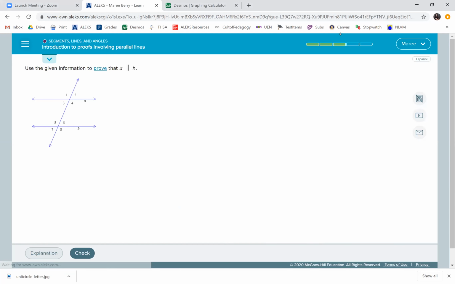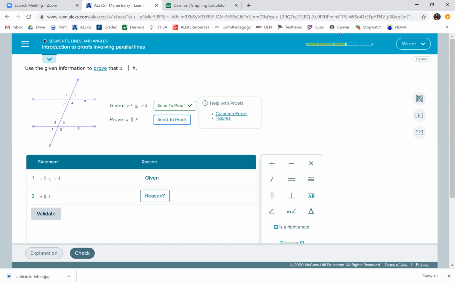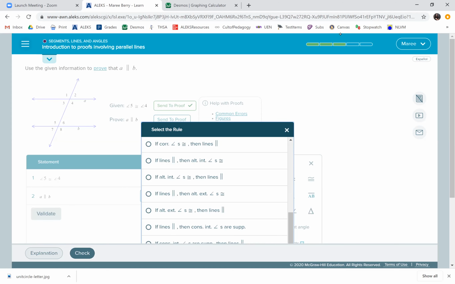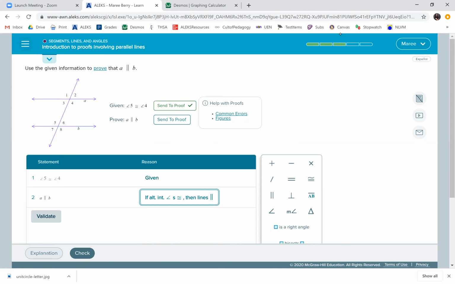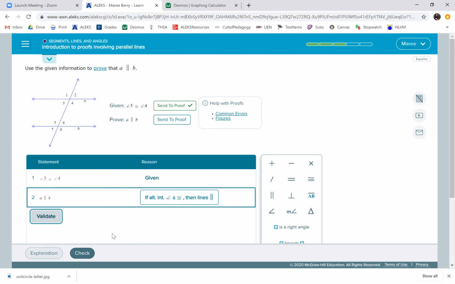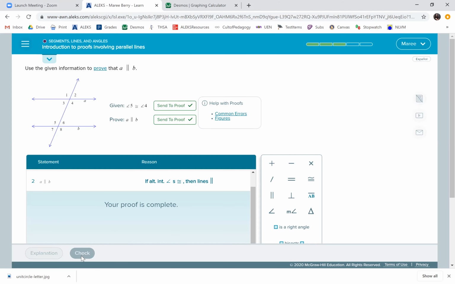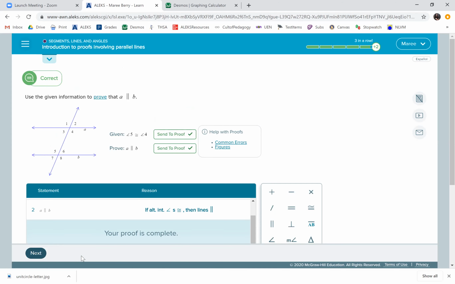Okay, so they're telling us angle 5 and angle 4 are congruent. And so we know the lines are parallel, and we just have to figure out 5 and 4. Notice that they're interior and alternate. So the reason we'll start with is if the alternate interior angles are congruent, then the lines are parallel. And then you check it. And that's the end of the lesson.